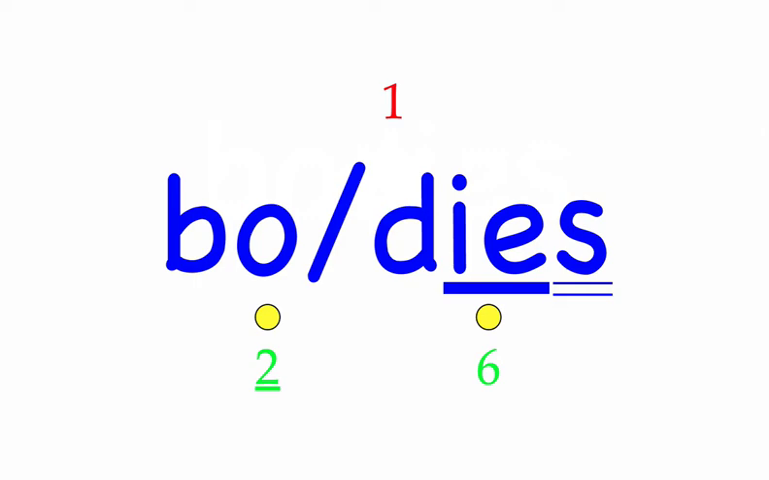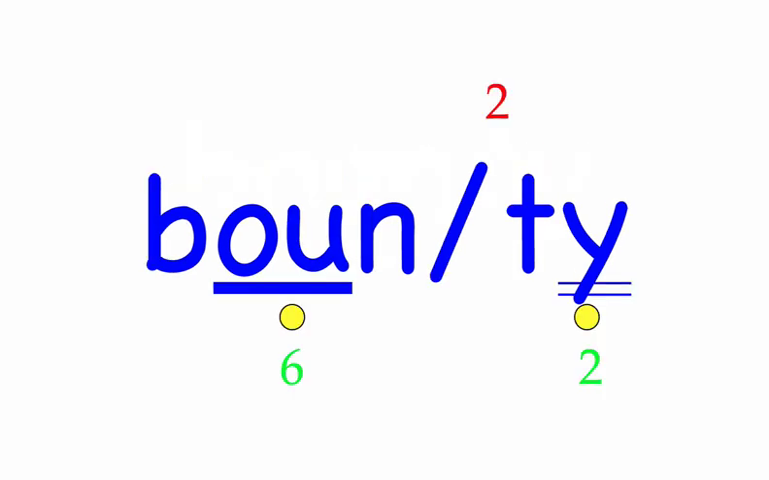Bounty, bountiful. Bounty has two syllables. First syllable, bound, three sounds, ow, n. T, two sounds, e. Bounty, mark the word, bounty.